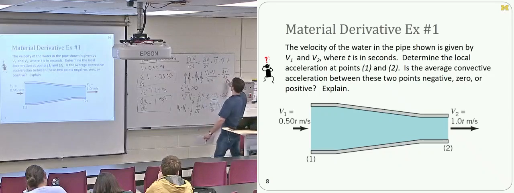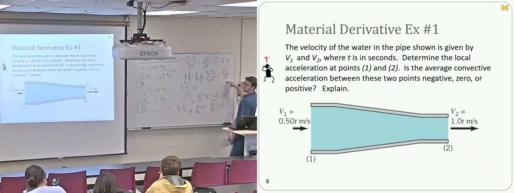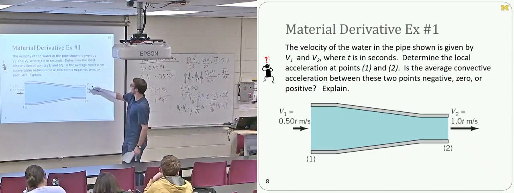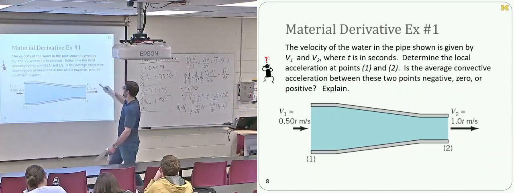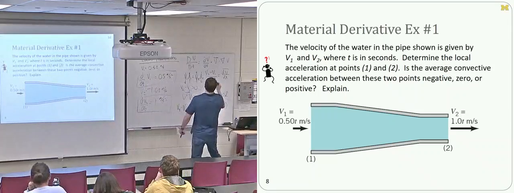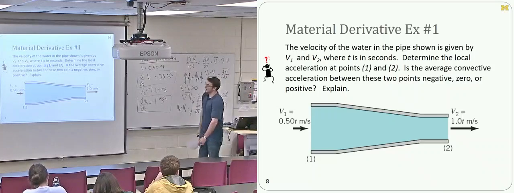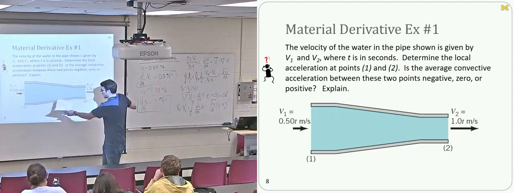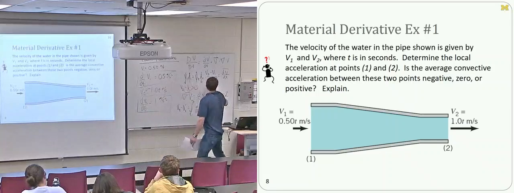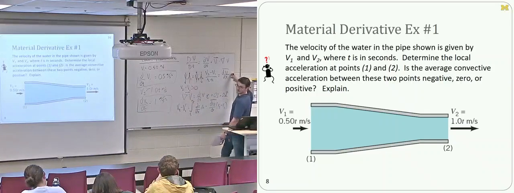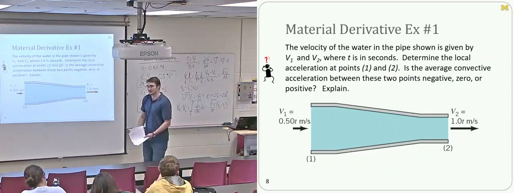And if we look here, this is essentially our convective acceleration term, right? The average convective acceleration between points 1 and 2. We already showed that v2 is larger than v1, right? v2 minus v1 is greater than 0. x2 minus x1, just by looking at this, is greater than 0, so this is positive. So our average convective acceleration must also be positive.